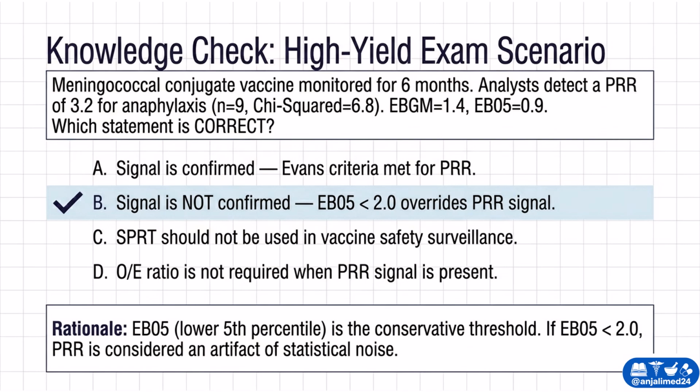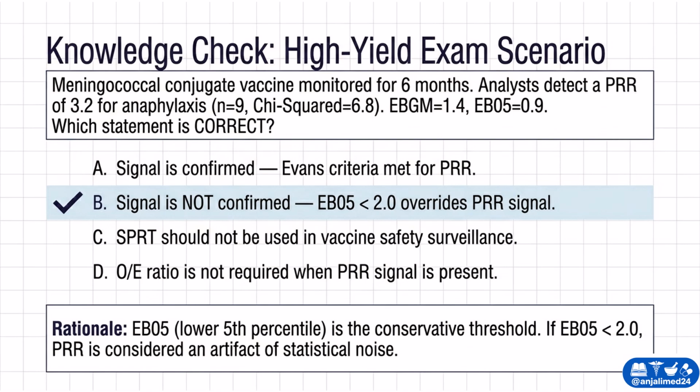Let's briefly review why the other options are incorrect. Option A is incorrect because meeting Evans criteria only indicates a preliminary disproportionality signal, not definitive confirmation. Option C is incorrect because SPRT is actually a major real time surveillance tool used in vaccine safety monitoring systems like the CDC Vaccine Safety Datalink. Option D is incorrect because O over E validation remains essential even when a PRR signal is present. Real world epidemiological context is always required before drawing conclusions.